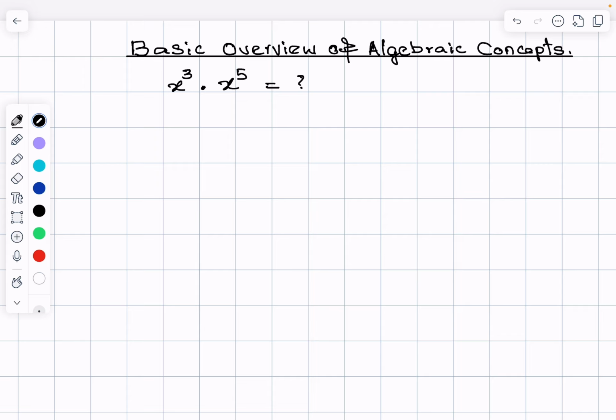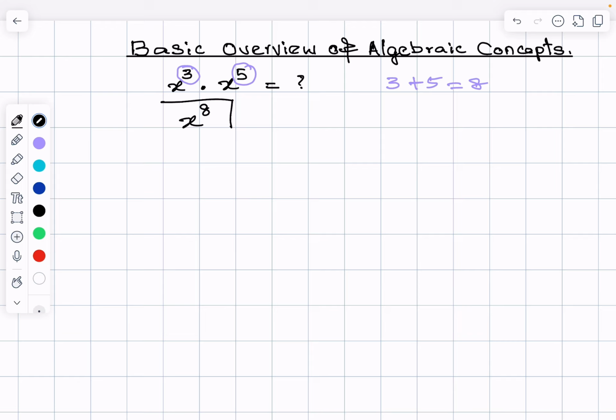So remember, when we multiply, we just need to add the exponents. So here we have exponents 3 here and 5 here. So 3 plus 5 equals 8. These two, 3 and 5. So the answer is x to the 8th power.